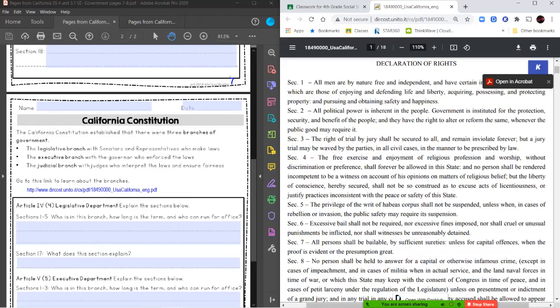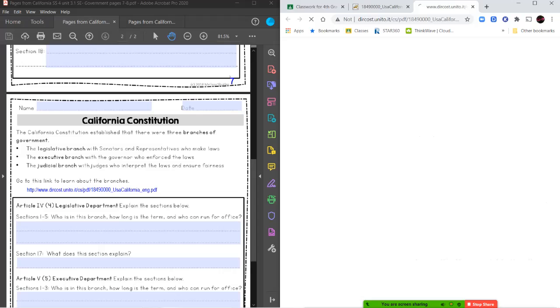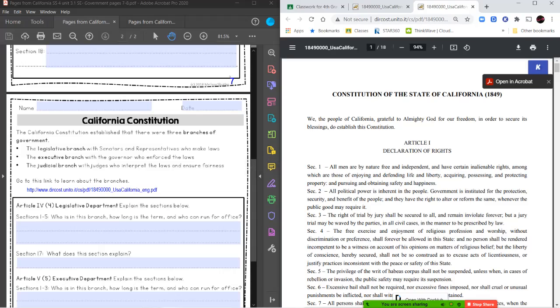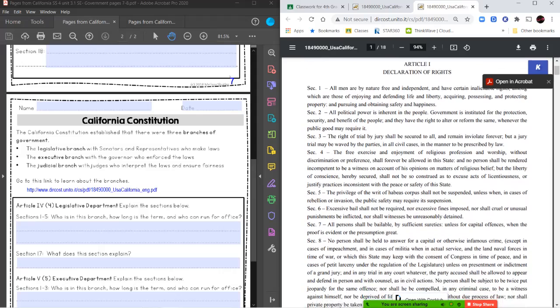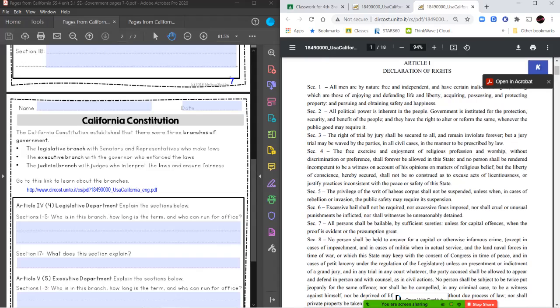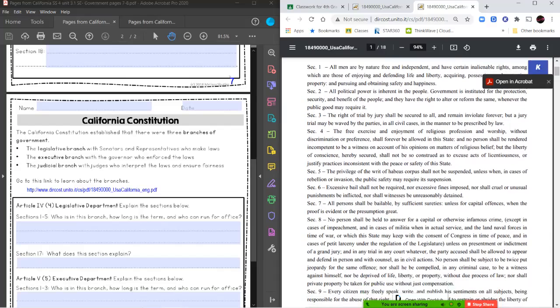So we're going to go into the Constitution one more time. And we're going to read some of the other articles that we skipped over the first time. Or we're going to go through, so we already did Article 4. So we're going to do sections 1 to 5. Who is in this branch? How long is their term? And who can run for office?